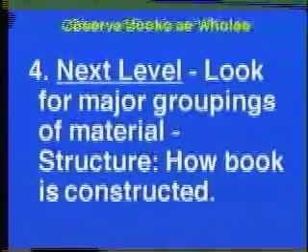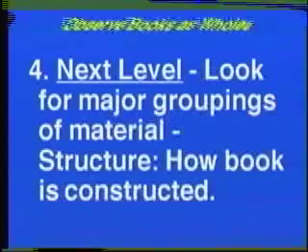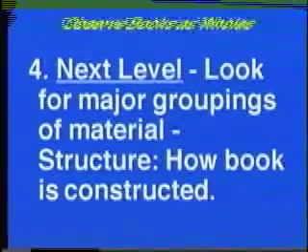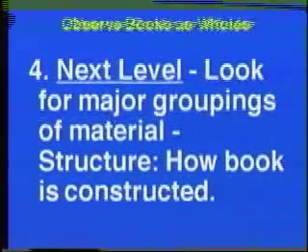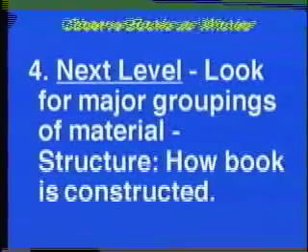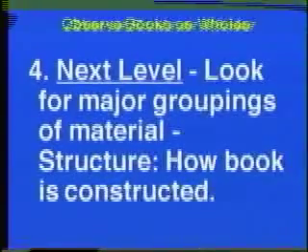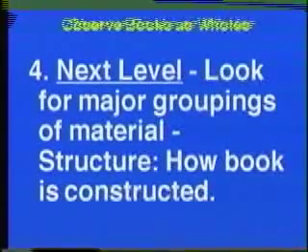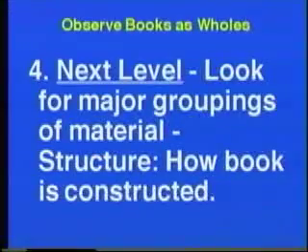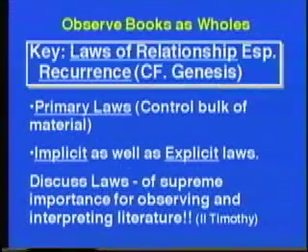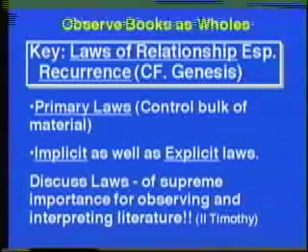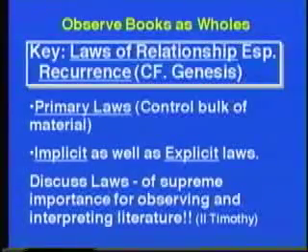The next level, you see, you can stop at any one of these levels, is to look for major groupings of material, or what we call the structure of the book, how the book is constructed, how it's organized, how it's arranged. And the key to seeing the construction, structure of a book, or arrangement, or organization, what have you, is to look for laws of relationship, especially the law of recurrence.